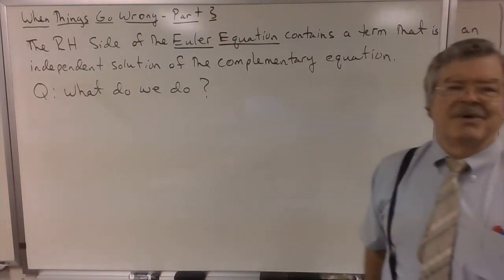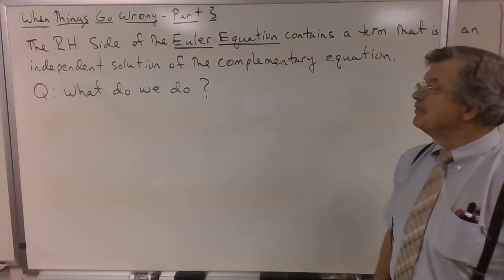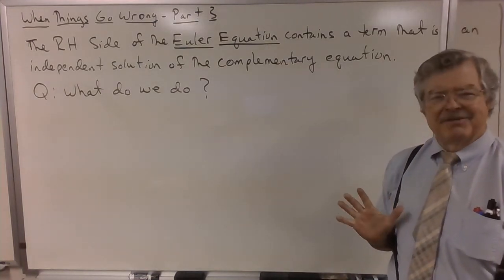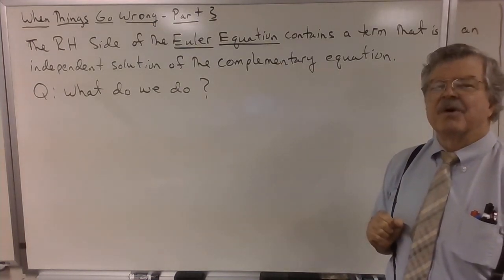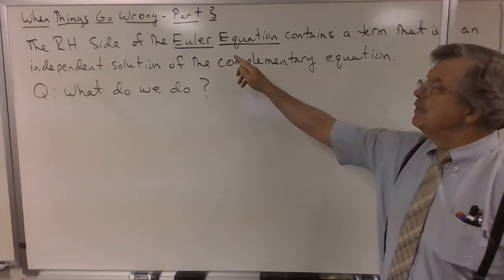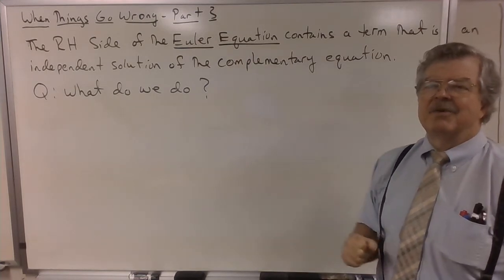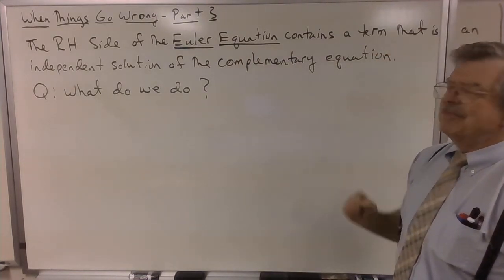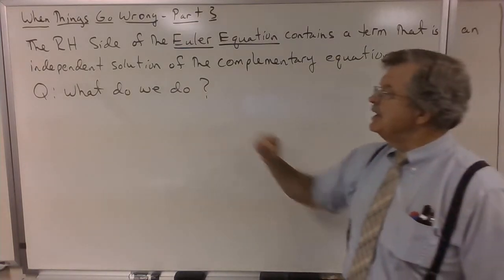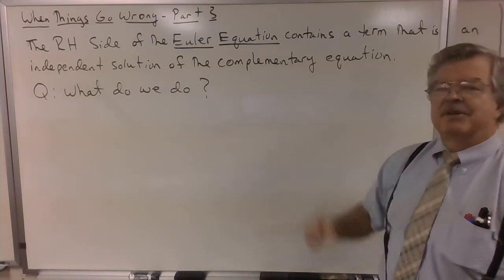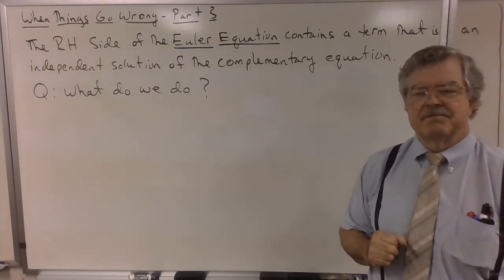When things go wrong, part 3. And I guess this may be the last of the things that can go wrong. We may have a situation where the right side of an Euler equation contains a term that also happens to be an independent solution of the complementary equation.